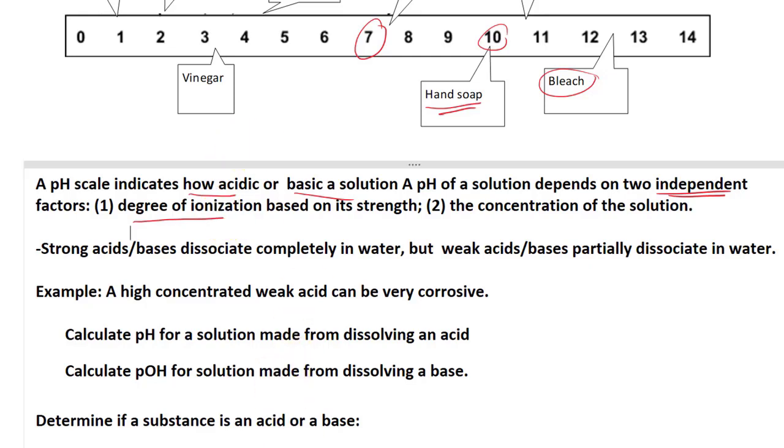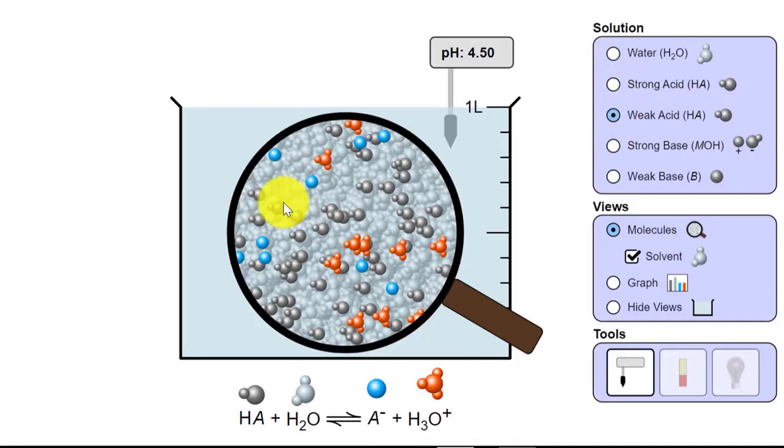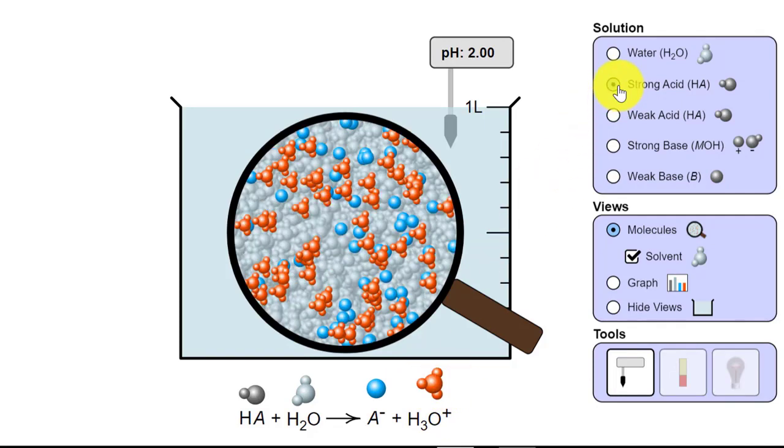Let's go back to our simulation right here. I have a weak acid right there. See how it's very little? This would be the acid right there. See how it has very little orange part, which is the H3O plus. Whereas if I turn to a strong acid, look at that. Do you see any more of this left in there? No, because it has completely dissociated.